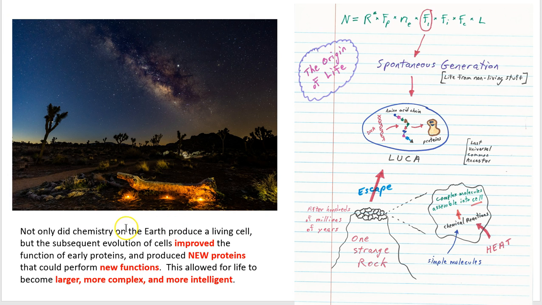And so, not only then did chemistry on the Earth, perhaps in these undersea volcanic vents, produce a living cell, here's Luca here, but the subsequent evolution of cells improved the function of some of these early proteins and went on to produce new proteins that could perform new functions. And this then allowed for life to become larger, more complex, and more intelligent. So in our Drake equation then, we're going to see that as cells evolved, they changed over time, leading to the emergence of intelligent life on the planet.